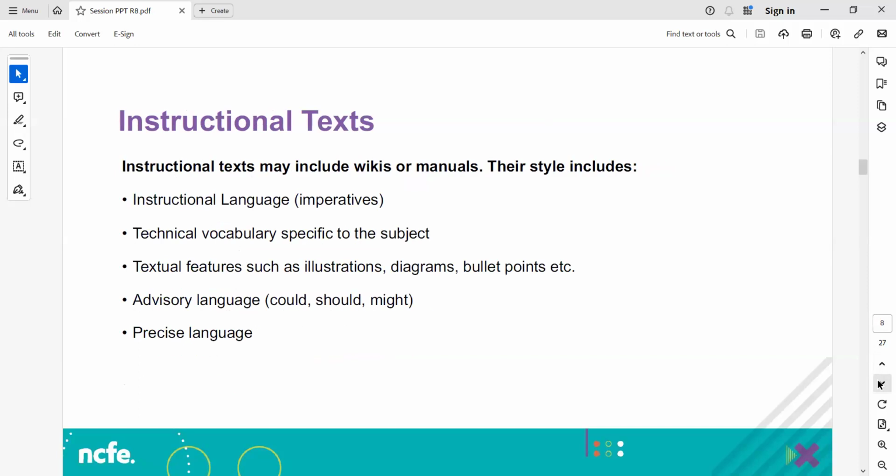Instructional texts, and these could include wikis or manuals. The style includes instructional language, so those imperative or command verbs that we have looked at previously. So rather than you might go, it will just say go.